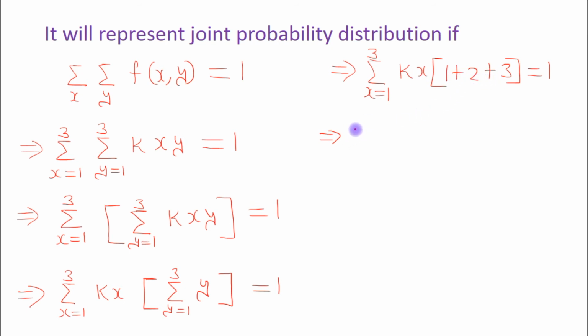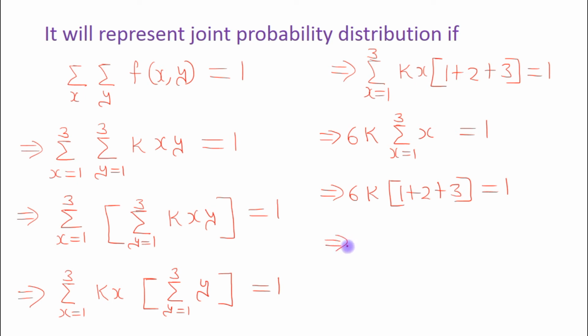So we will write 6k, summation x equals 1 till 3 of x. Again 6k times (1 plus 2 plus 3) equals 1, so 6 times 6, which is 36, k equals 1, and the last step is k equals 1 upon 36. So here we have found the value of k.